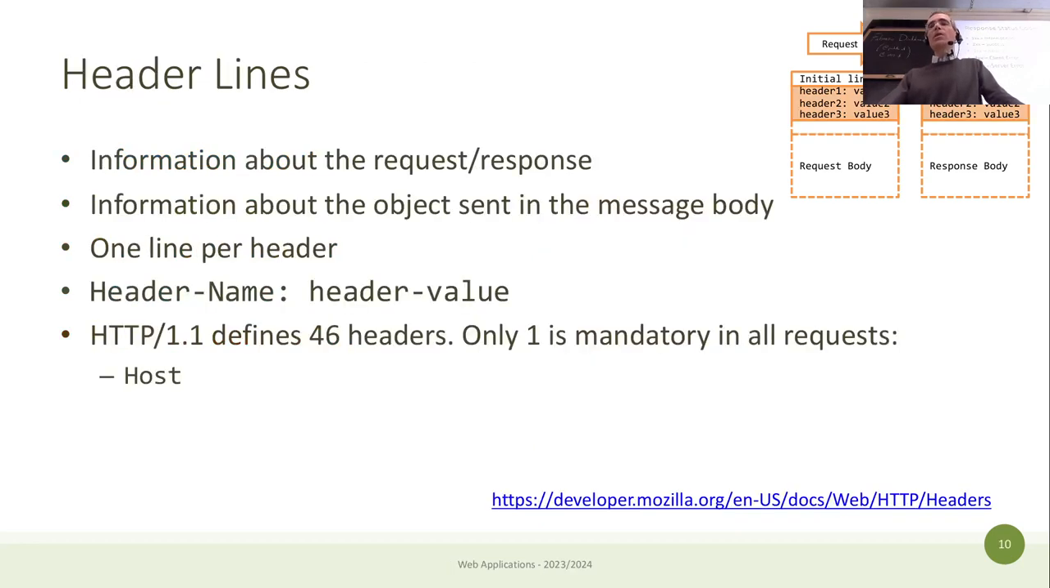Okay, so response status and request and response headers, okay? There is additional information about the request or the response. Many headers are similar, both for the request and the response. One line per header. The syntax is very simple: header name, colon, header value, okay? There are a lot of headers defined in the standard. Only one is mandatory for HTTP 1.1. That's the one that we will use, Host. But that's inserted automatically by the browser, okay?